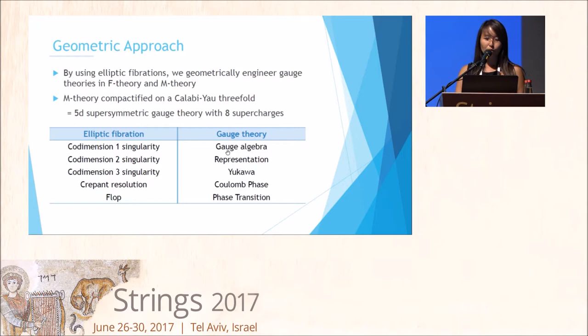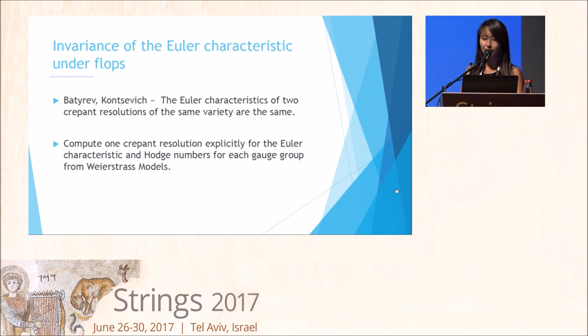We already know that M theory compactified on a Calabi-Yau threefold gives the five-dimensional supersymmetric gauge theory with 8 supercharges. So there's a one-to-one dictionary already established from a geometric perspective using elliptic fibration and gauge theory, which will be given in the table. From Batyrev and Kontsevich, who are mathematicians, we can infer that the Euler characteristics of two different crepant resolutions of the same variety are actually identical. So we can compute for a single crepant resolution explicitly the Euler characteristics and Hodge numbers for each gauge group from Weierstrass models, so we don't have to do it for different crepant resolutions since they are the same.